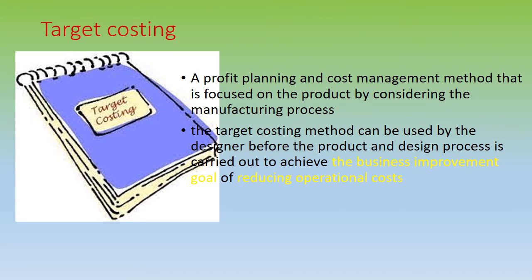Next is target costing. This strategy is a profit planning and cost management method that is focused on the product by considering the manufacturing process. The target costing method can be used by the designer or producer before the product and design process is carried out to achieve the business improvement goals of reducing operation costs.